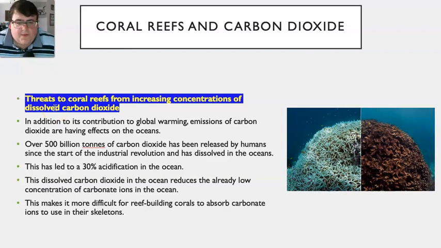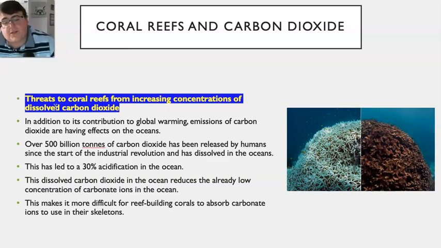Lastly, talking about coral reefs and carbon dioxide. As well as contributing to global warming, carbon dioxide is having severe impacts on the oceans, and we talked about this a few weeks ago, that carbon dioxide is soluble in water. So over 500 billion tonnes of carbon dioxide has been released by humans since the start of the Industrial Revolution, and a large portion of that has dissolved into our oceans. That's led to a 30% increase in acidification in the oceans.